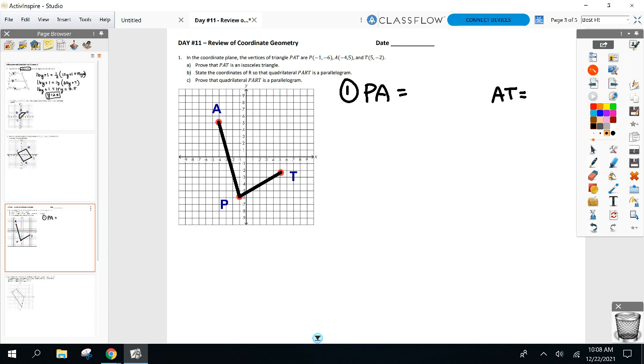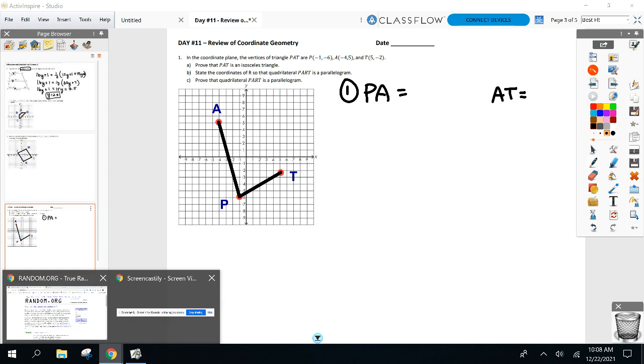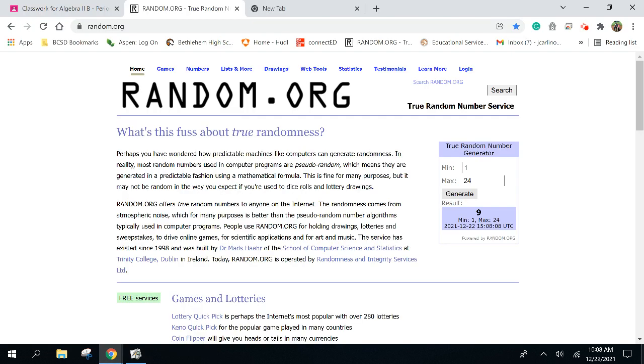All right, you know the deal. Work within your group. Let's go. I'm going to come around, not sit with every group, but hover around to make sure we're talking about it. So distance of PA, distance of AT. Distance formula, something we've used over and over again.